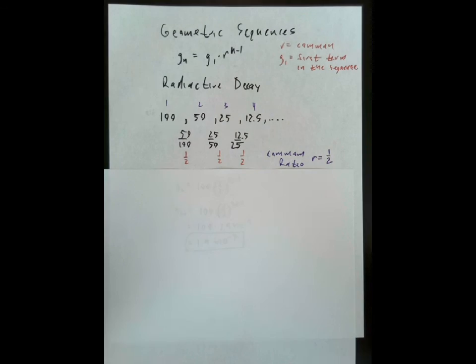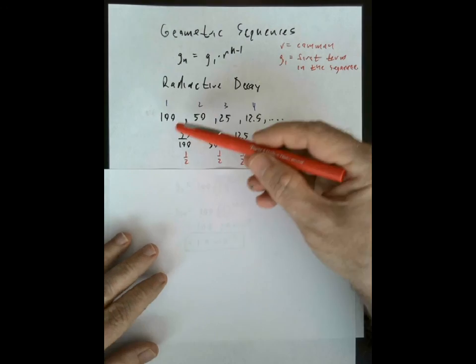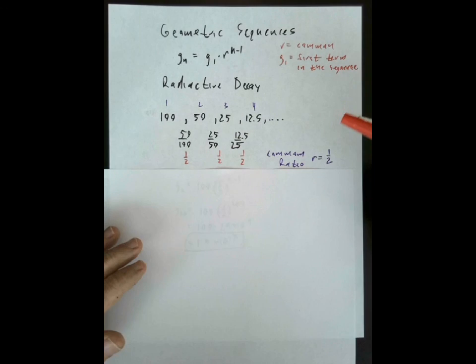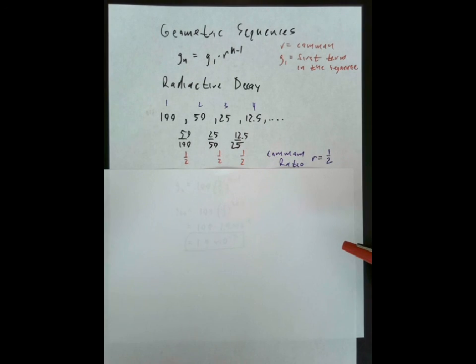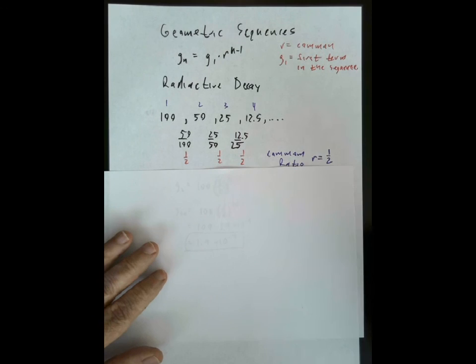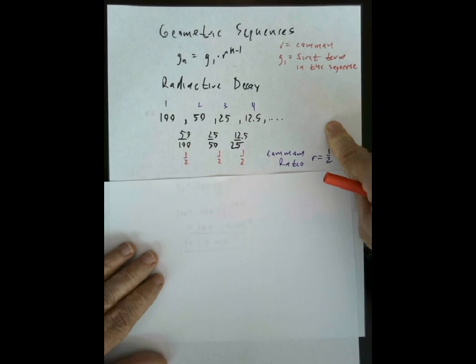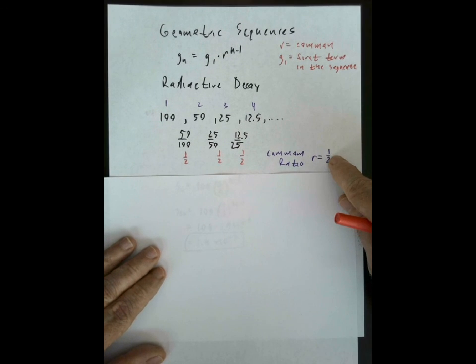So that means we can write a formula to generate the nth term in this geometric sequence, or the amount of radioactive element left over after however many half-lives you're interested in. So our formula, you can see here that the common ratio is 1/2.